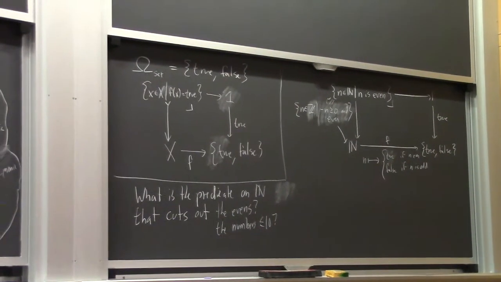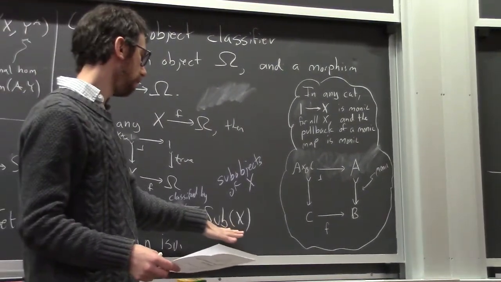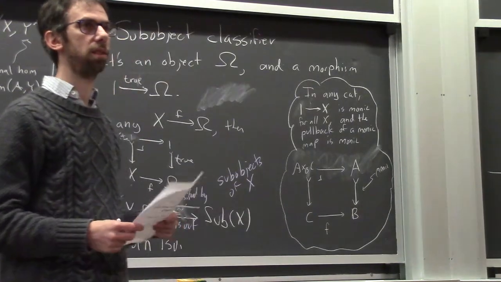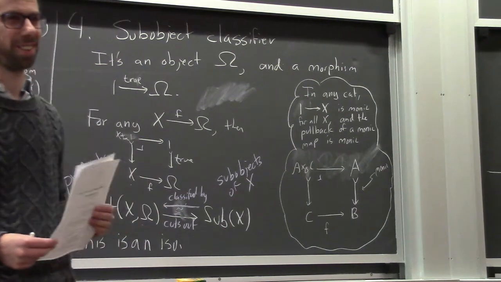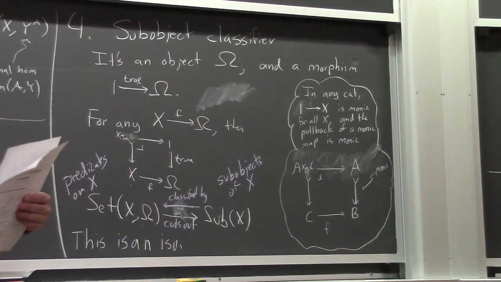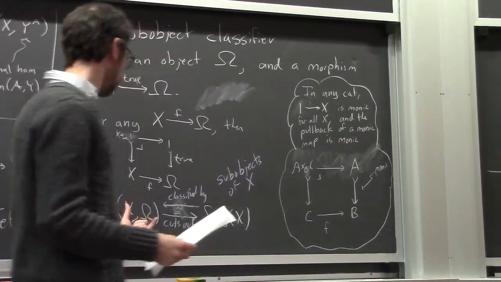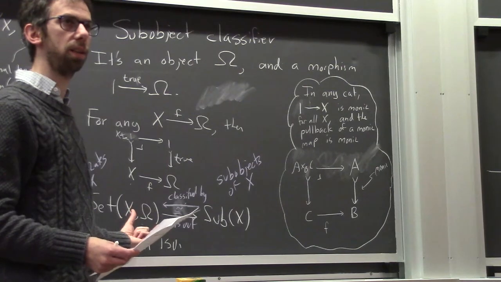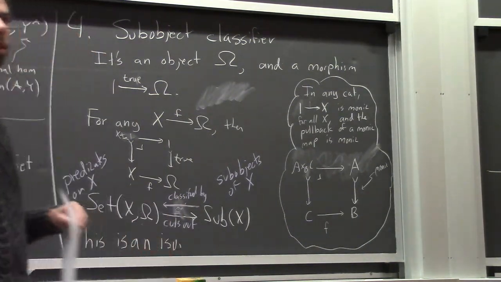Right, this is external, I guess. So this is the case. The set of maps from X to omega is in bijection with the set of subobjects of X, which happens to be internal to Set, but is not actually internal to the topos you're working with. Internal to the topos you're working with, the Hom object from X to omega is the right thing.